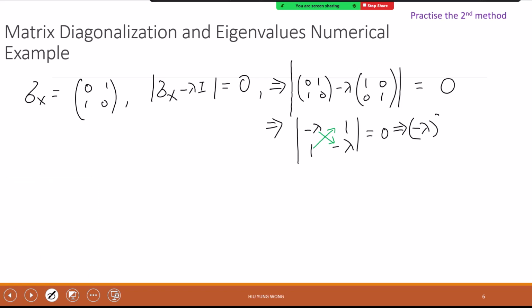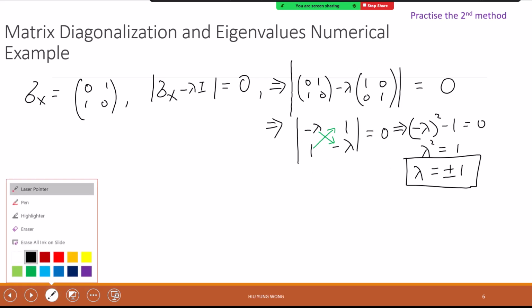So this becomes what? Lambda square minus 1 equal to 0, which means lambda square equal to 1. So what are the possible eigenvalues? Plus or minus 1. This is exactly what we found earlier by using another method. And it's no surprise, because the so-called another method is exactly equivalent to this method. This one we just calculate the determinant directly, but for that one, we solve the system of linear equations, which are just equivalent.